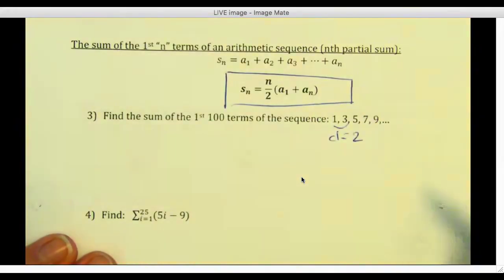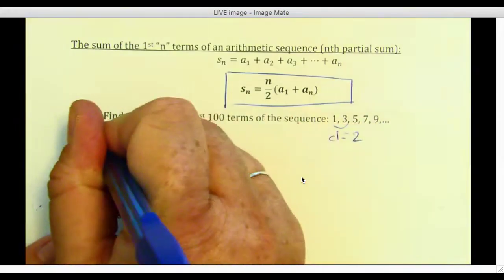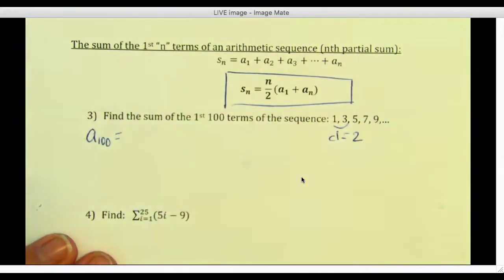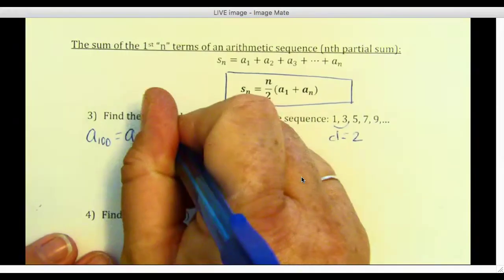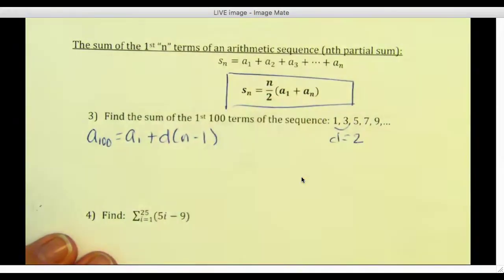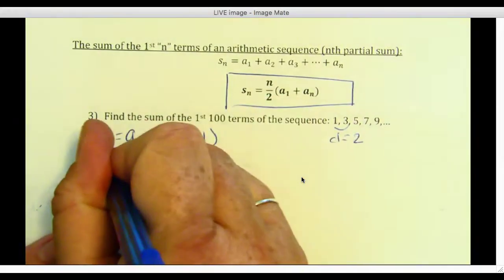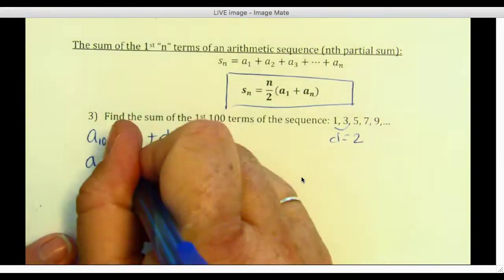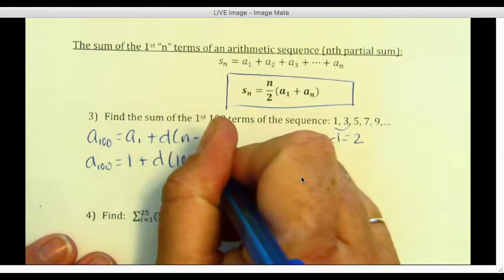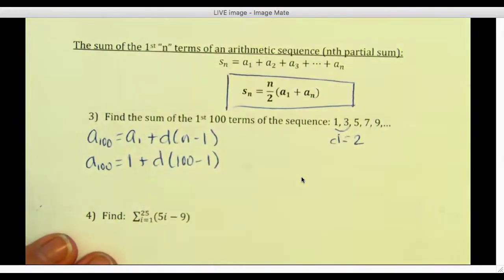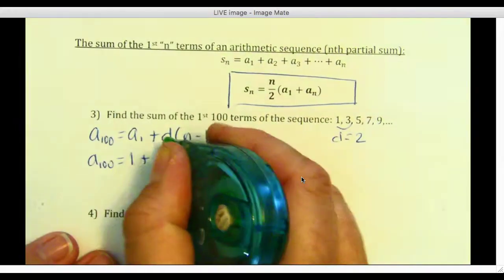And so we know our first term is 1, but we need to know the nth term. So in order to find the 100th term, we're going to use the formula for finding those that we learned back in section 2. So a sub 1 plus d times n minus 1. So if I want to find the 100th term, that would be the first term, which is 1, plus my common difference, which is 2, times 100 minus 1. Well, my common difference, I should have written 2, not d here.